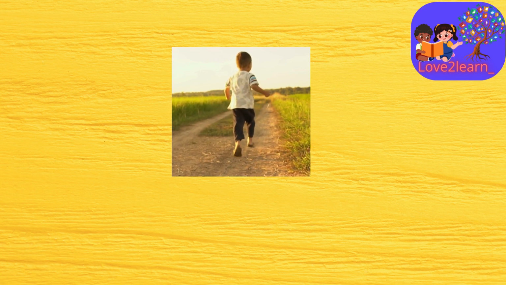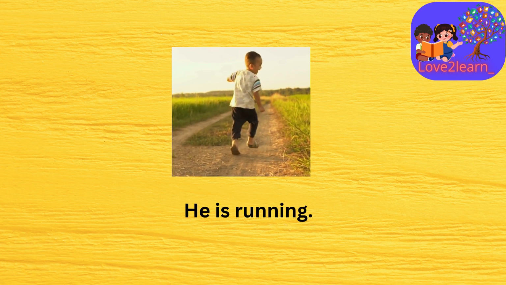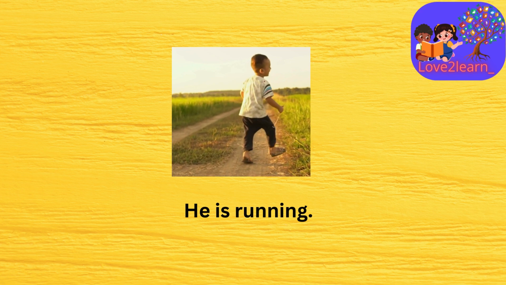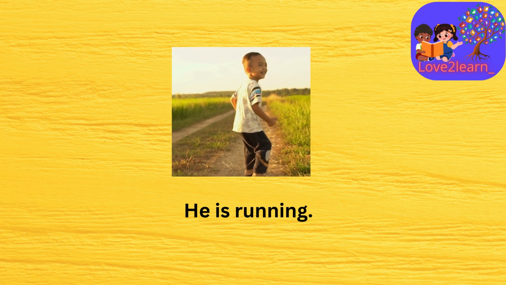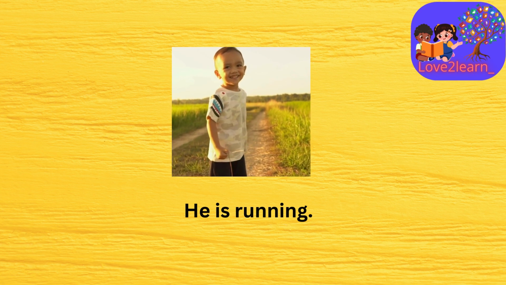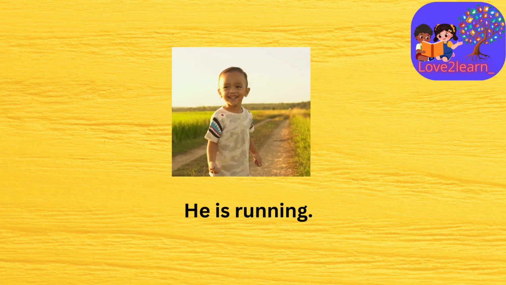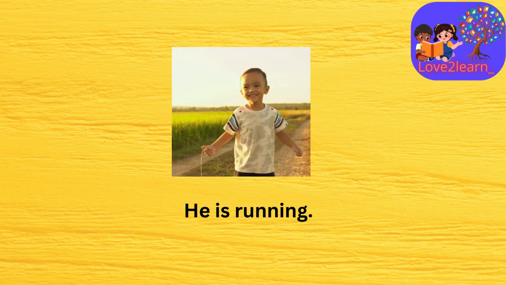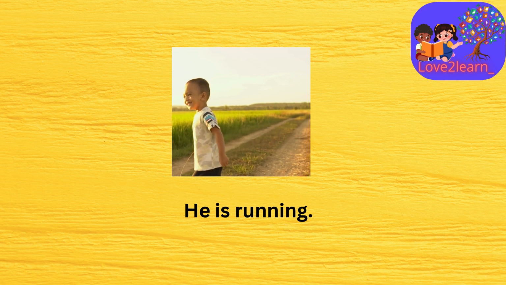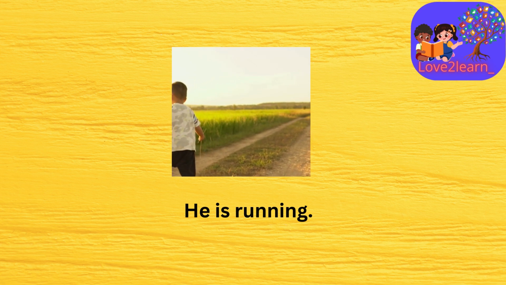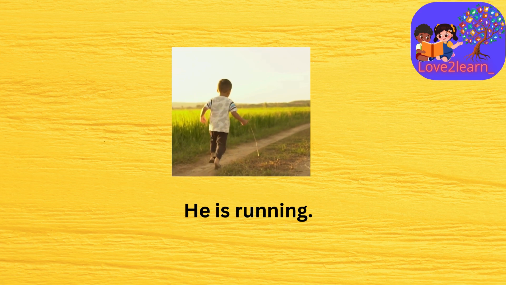What is he doing? He is running. This sentence starts with he, so the helping verb is used here. Run is the action word. With that, we are adding ing for present continuous tense.